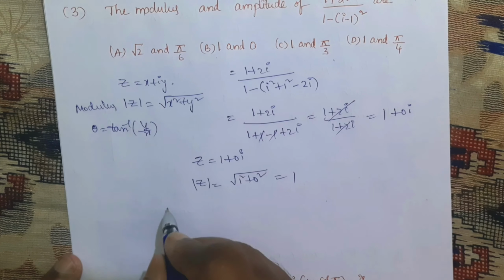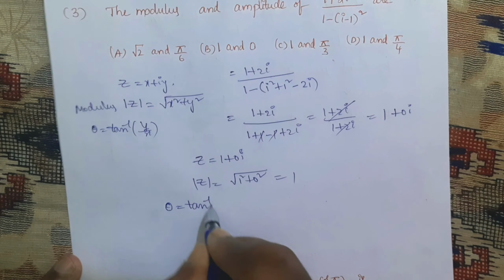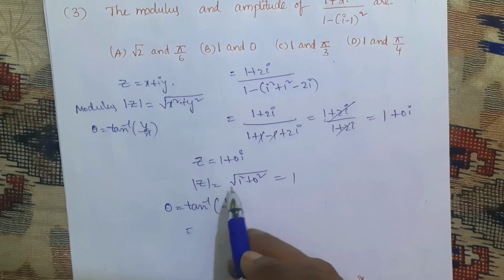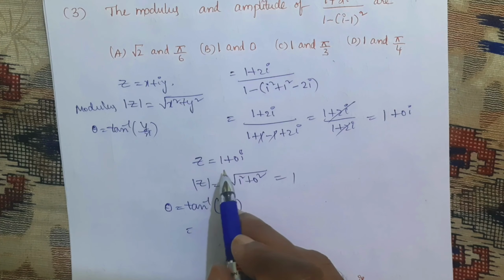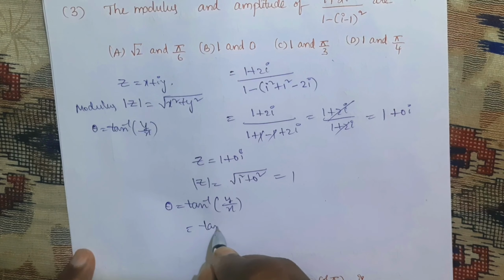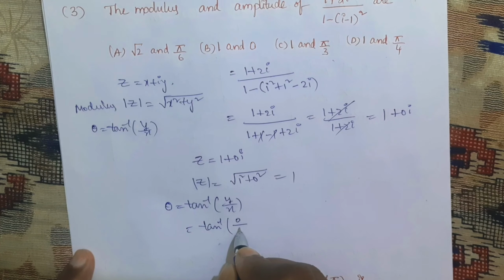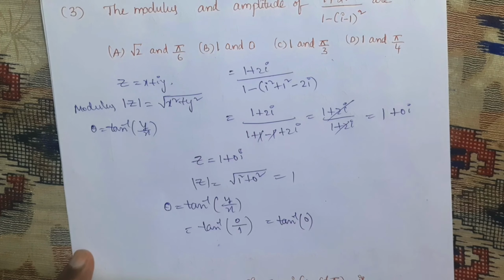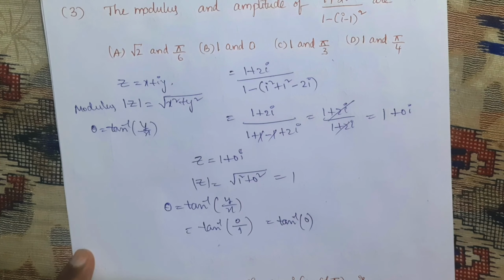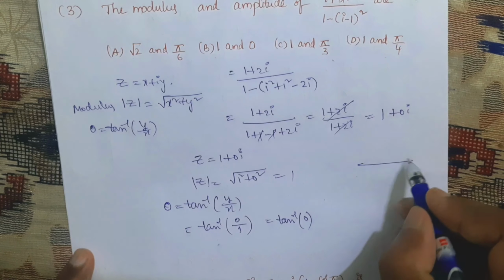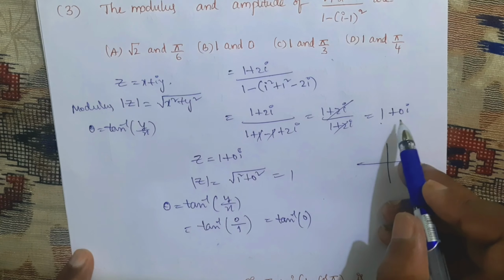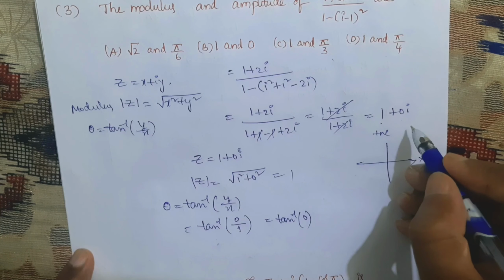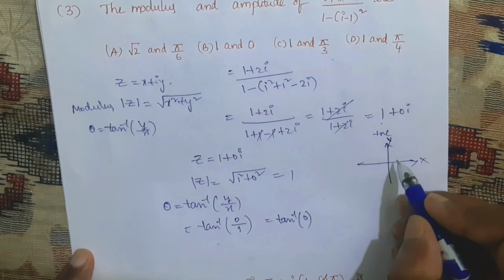Amplitude means theta is equal to tan inverse of y by x. Here what is y? y is 0. Here the y is 0 and x is 1. Okay. Tan inverse of 0 by 1, which is equal to tan inverse of 0. Can we consider 0? No, we should not. See, let us check first of all in which quadrant it is. 1 plus 0. That means x is positive and y is also positive only. That means it is in the first quadrant.